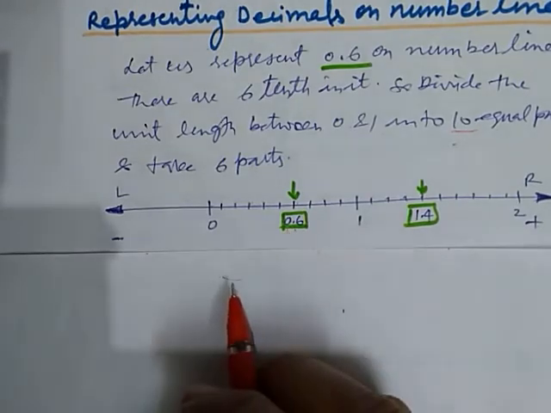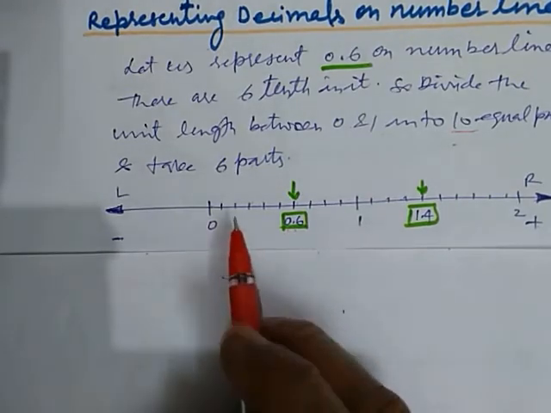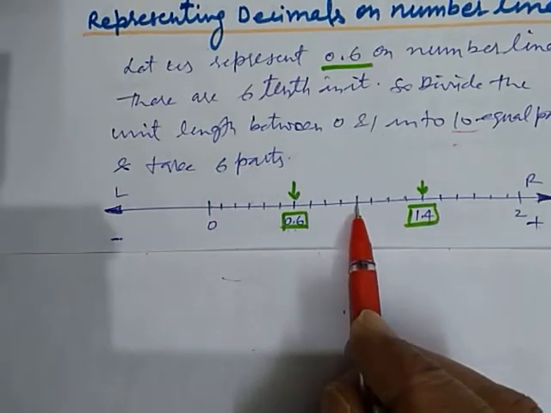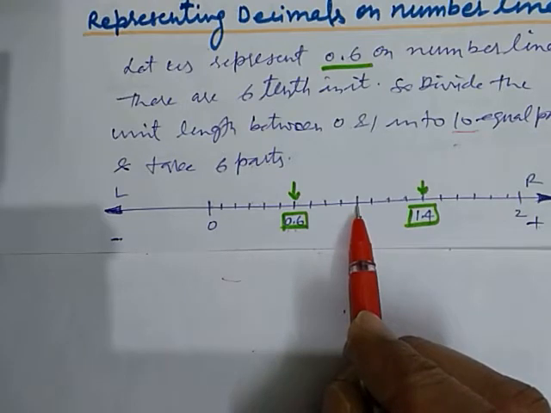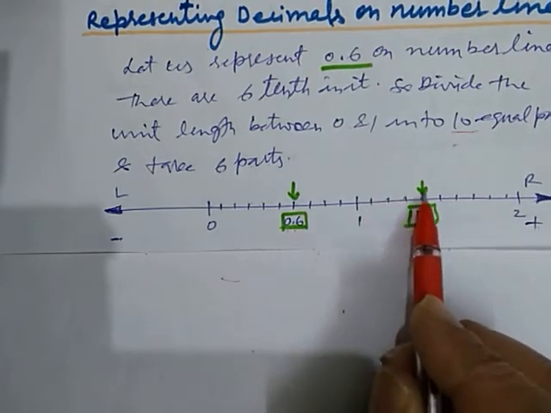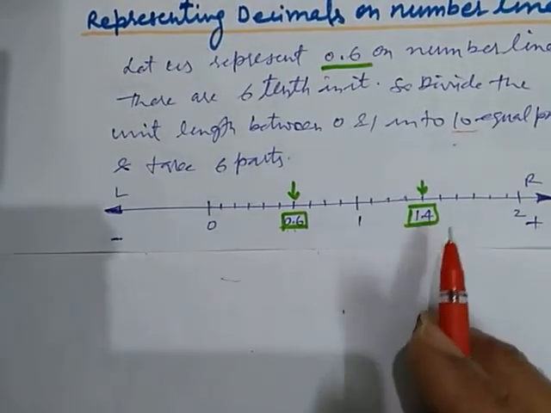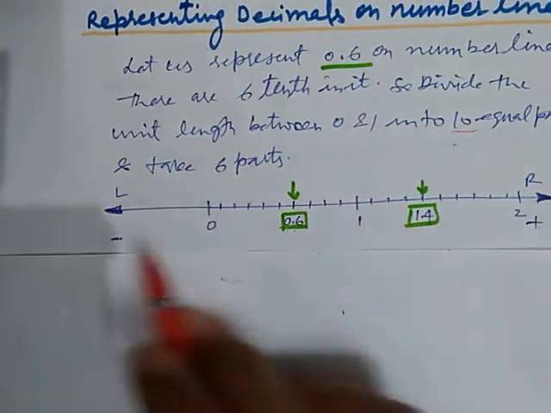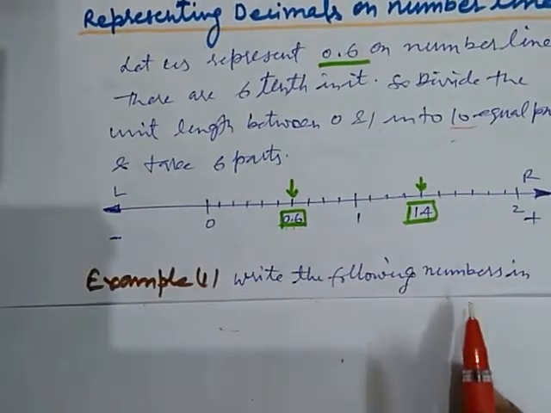If we want to represent 1.4, then what do we have to do? First we reach the edge at 1. This is 1. Then we take 0.4, that is 4 parts: 1, 2, 3 and 4. So this is 1.4. This is the way we represent decimals on number lines. Okay.